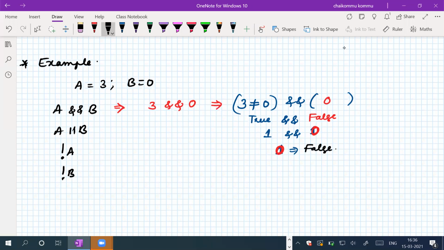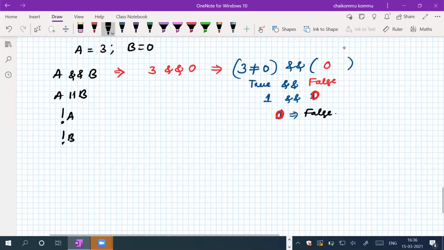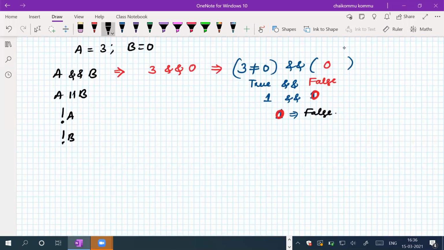So what about A OR B? For the second case, what we can understand is that A is a true value, but it is ORed with this one, with the false value. So what will we get finally? The true value only we will get as the output. OR operation between 1 and 0, what is the output for this one? True only, logic one only. What about this one?